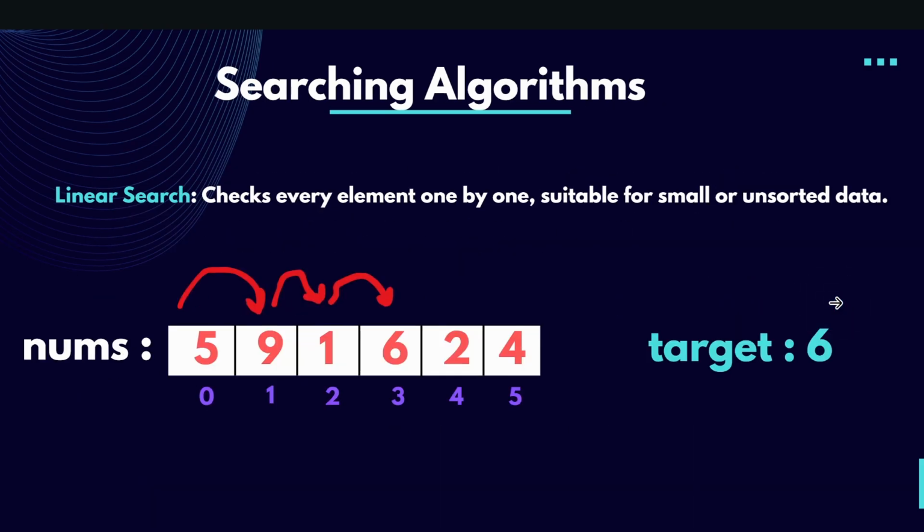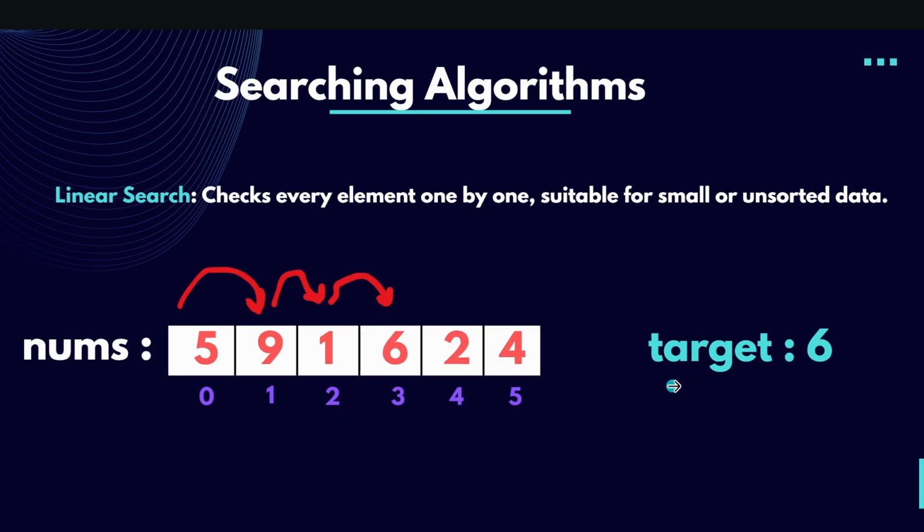If you go further, let's start with the searching algorithms. One is linear search and the second one is binary search. In linear search, what is meant by that? It checks every element one by one, suitable for small or unsorted data. Assume that you have an array called nums. You already know that the array is indexed from 0, that is 0-based indexing in Java. As this is a searching algorithm, you need to search for a given element, whether it is present in the particular array or not.